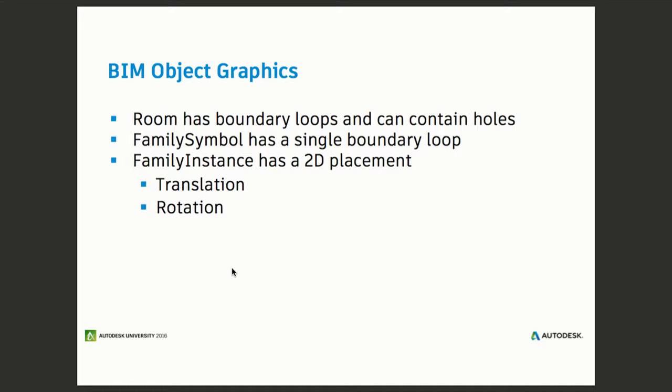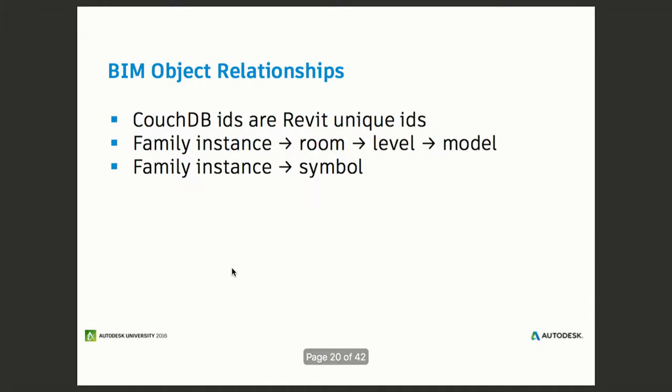And then, as said, translation and rotation on the instance. That's the data that I'm interested in. I also need to keep track of the relationships. So one handy thing about the CouchDB database is I can have these unique IDs, and if I wish, I can set them myself. And Revit provides me with unique IDs, so I can use those in the database. So I have a one-to-one connection between database and Revit, which is very, very handy, obviously, very comfortable and easy.